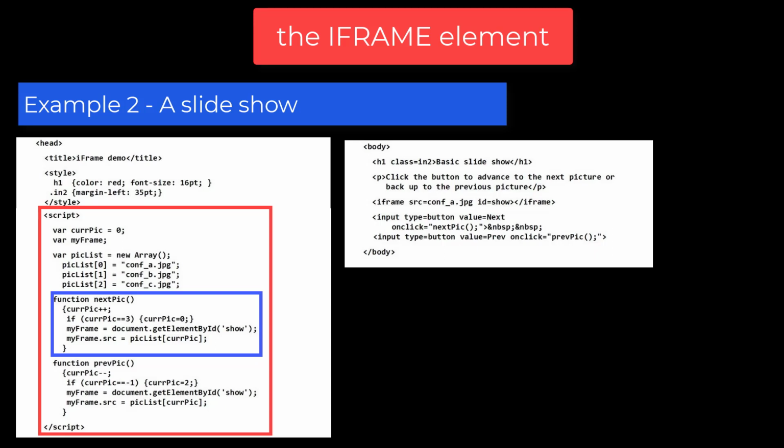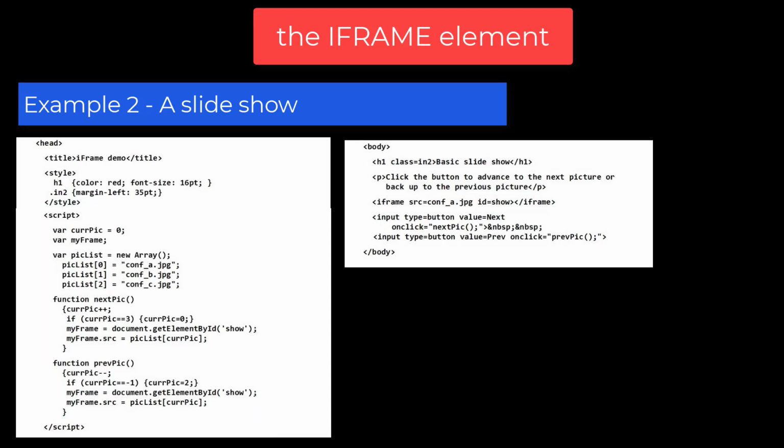In nextPick, we take the value of current pick and increment it, and we ask if that's 3, then set it to 0. And then myFrame equals document.getElementById show, and myFrame.src equals picklist bracket curpick. So I grabbed the current frame, put it into a variable, and then changed the source attribute. The function prevPick is very similar, except I start out with decreasing current pick, and if it's -1, then I set it back to 2. So we cycle between 0, 1, and 2.